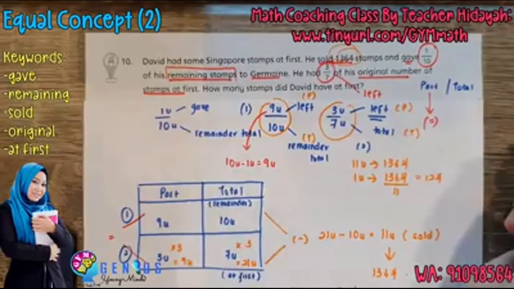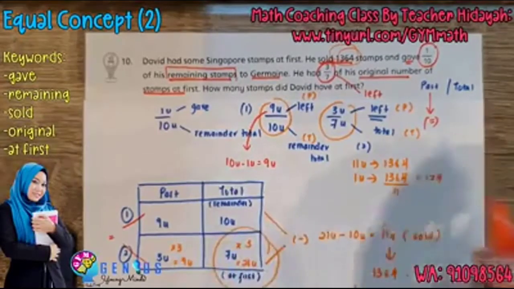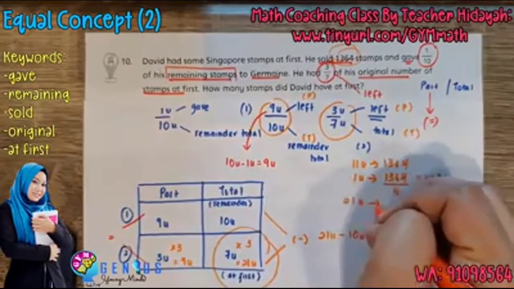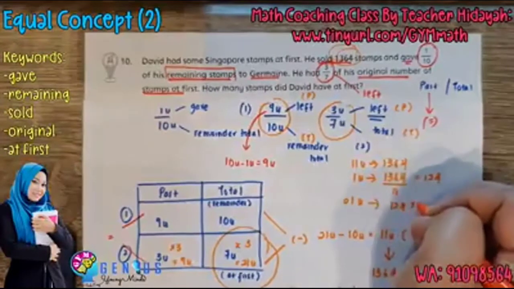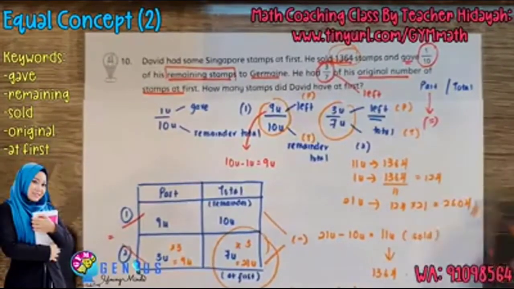And then how many stamps did David have at first? At first is actually 21 units. Equal to 124 times 21. And this will give you 2604.